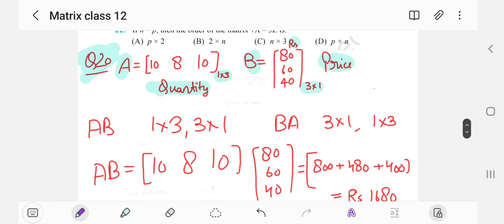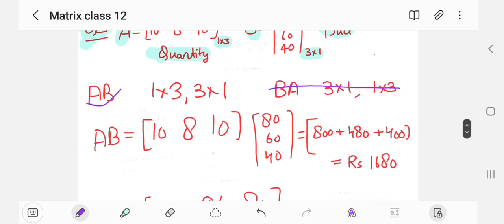A single total value will only be reached in this case, because the consequent matrix of AB is of order 1 by 1, that is of one single entry. So we can easily reject this and we can go for this, right? Now simply write down the A matrix and B matrix. We reach to this point.